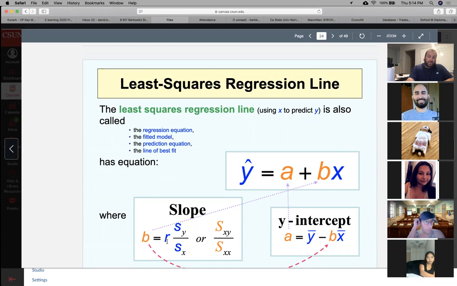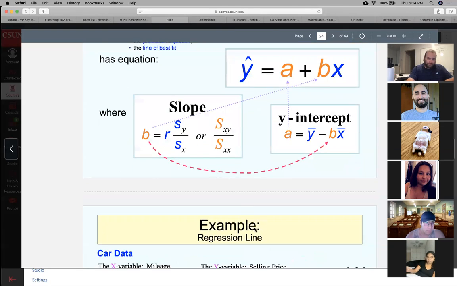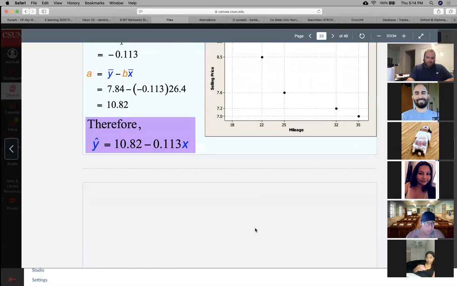And to do that, if you did it by hand, I would need to know the r, sy, and sx. And a is the y-intercept by itself. And to do that, I need to know b, which I've already calculated, and y bar and x bar. Some examples.